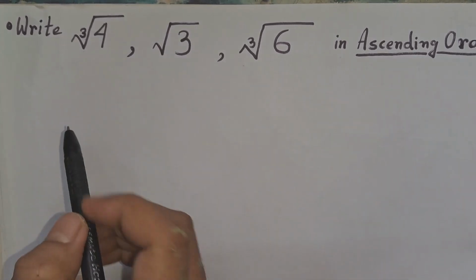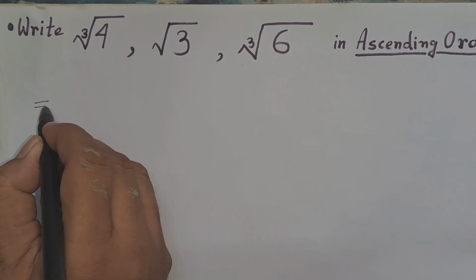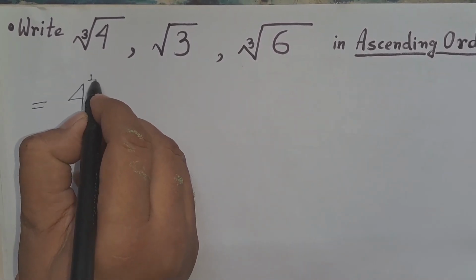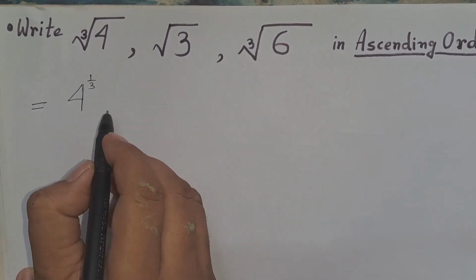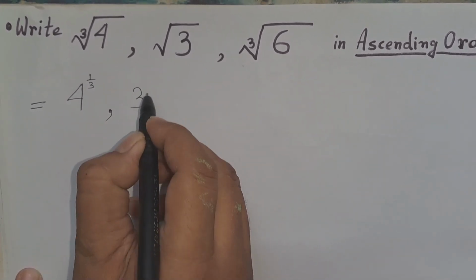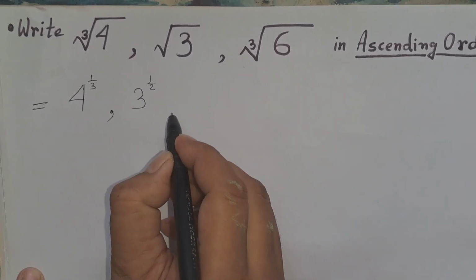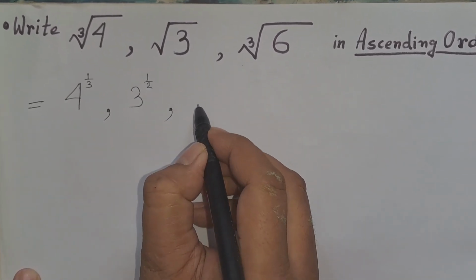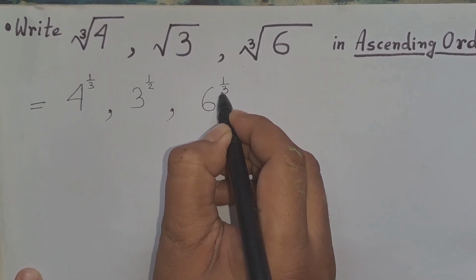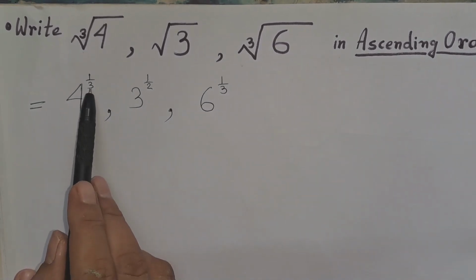Cube root of 4, square root of 3, cube root of 6. Write it in ascending order. So first write the cube root, square root as the power. Cube root of 4 means 4 to the power 1 by 3. Square root of 3 means 3 to the power 1 by 2. And cube root of 6 means 6 to the power 1 by 3.